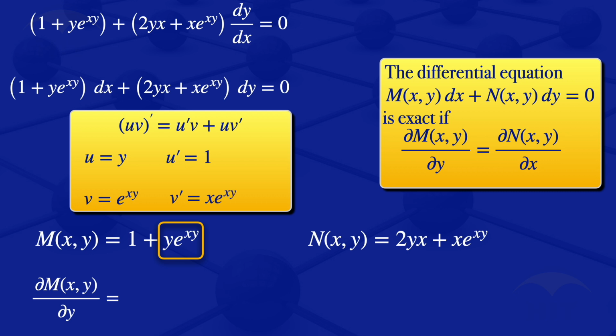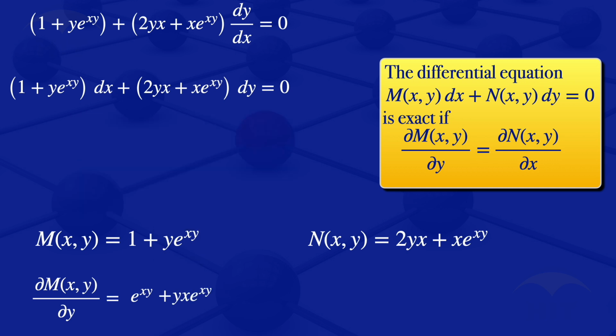So in our formula, the derivative of this product is u'v. Our u' is 1, our v is e^(xy), so u'v is equal to e^(xy). Then we go on to uv'. Our u is y, our v' is x e^(xy). So uv' gives us plus yx e^(xy).